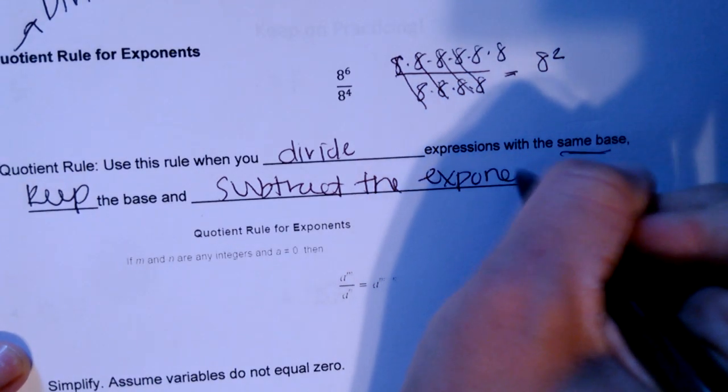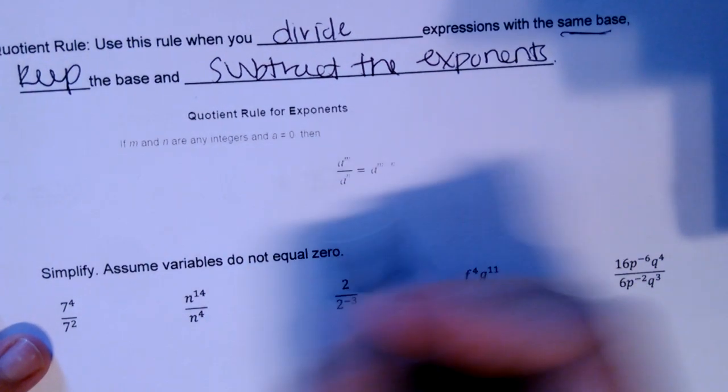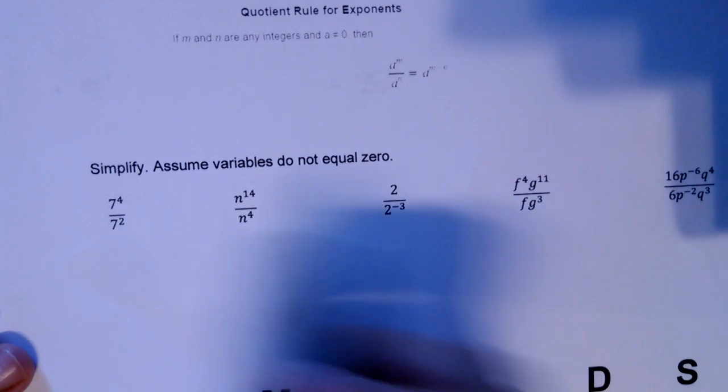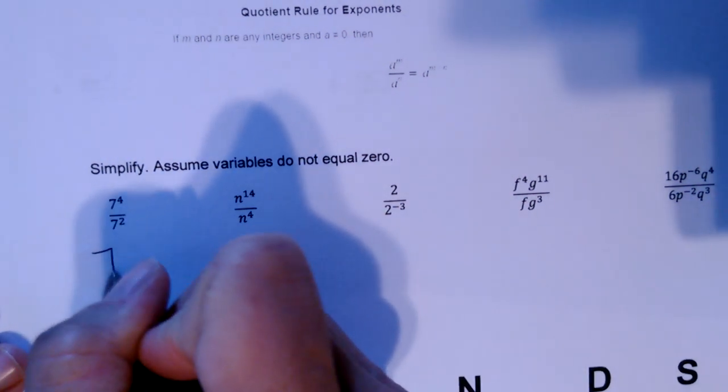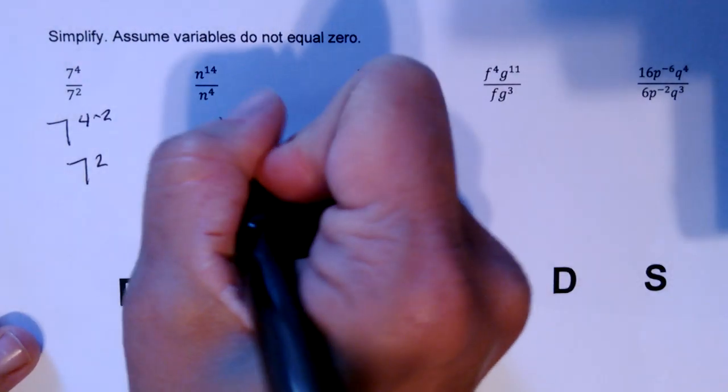So that's what's being explained in this little area here. It's a little hard to see. So we'll do a little bit of practicing here. 4 minus 2 leaves us with 7 squared, because of course 4 minus 2 is 2. 14 minus 4 leaves us with n to the 10th power.